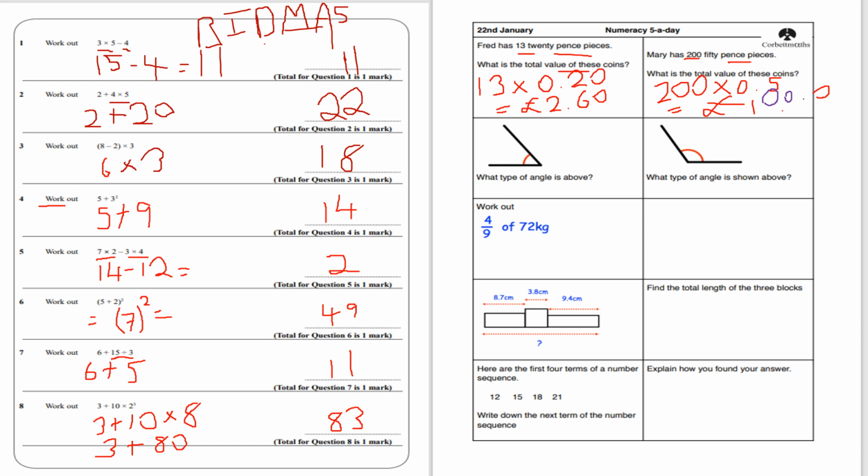And if you're not sure about that, 20 50p coins would make £10 because two 50p coins make a pound. So therefore, 200 would make 100 times that.